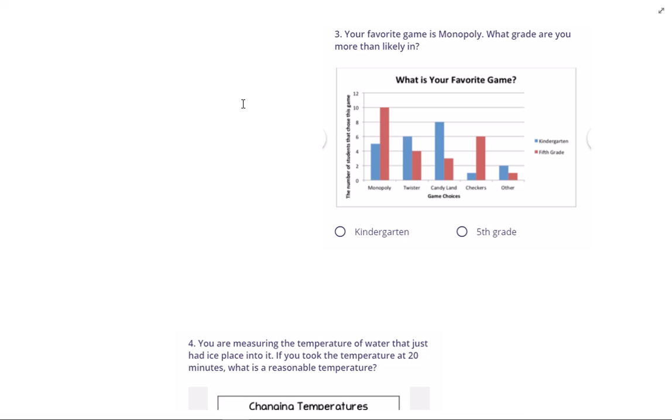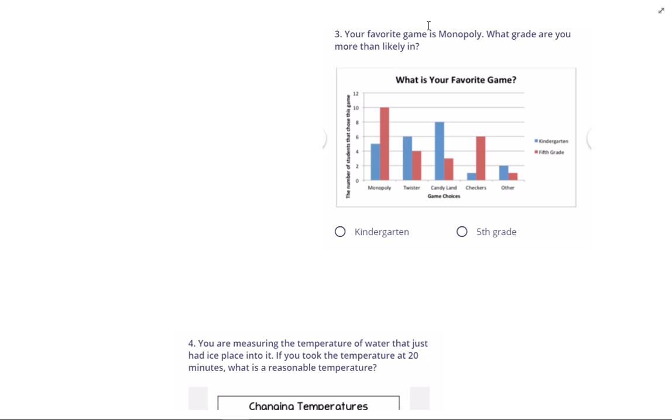Question 3 is looking at some data about who plays different games. So we've got Monopoly, Twister, Candyland, Checkers, which is drafts, and other. And they've obviously looked at two different groups of people. That sort of orange there is 5th graders. This is American. And blue is kindergarten.